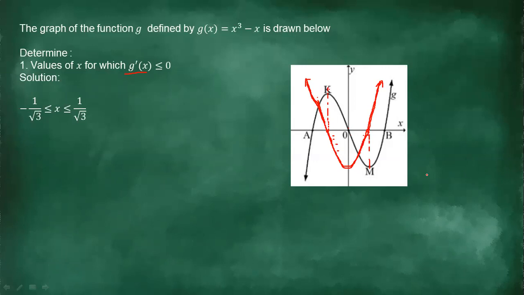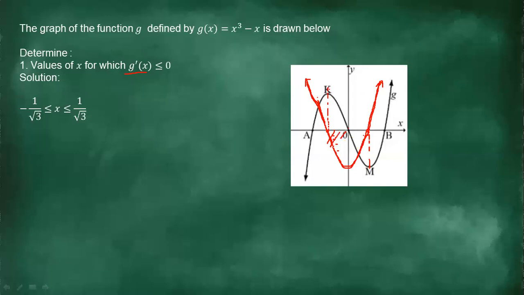Now for you to be able to get the x-intercepts, remember the x values of the stationary points are the x-intercepts of a parabola graph. Let me repeat myself. The x values of the stationary points are the x-intercepts of the parabola graph. Meaning this point here is going to be negative 1 over square root of 3, and this one is going to be positive 1 over square root of 3. Then the graph is less than 0 on this portion here.